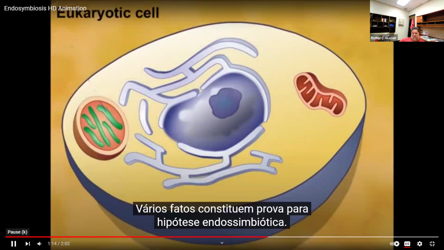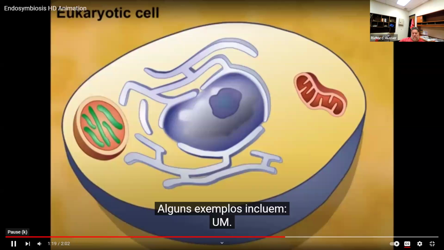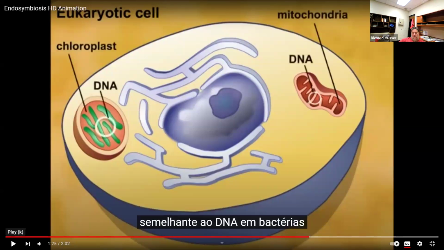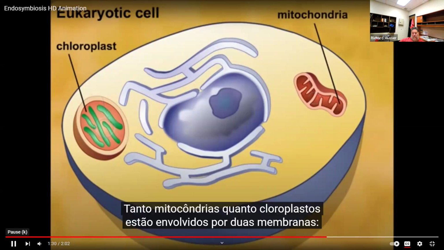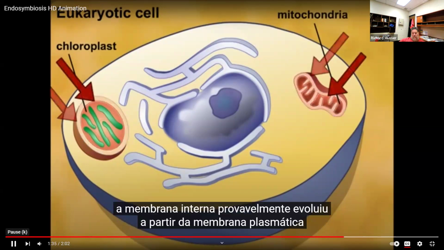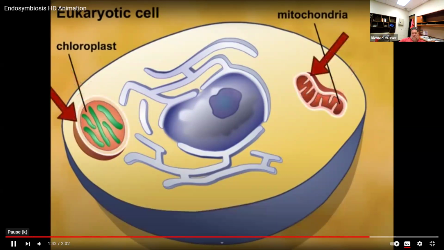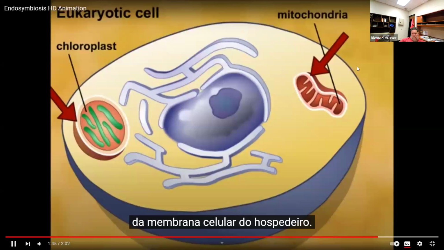Several facts provide evidence for the endosymbiotic hypothesis. A few examples include: 1. Mitochondria and chloroplasts contain their own circular DNA, similar to DNA in bacteria. Remember, circular DNA is what we see in bacteria. 2. Both mitochondria and chloroplasts are surrounded by two membranes. The inner membrane probably evolved from the plasma membrane of the engulfed prokaryote, while the outer membrane is probably derived from the cell membrane of the host.